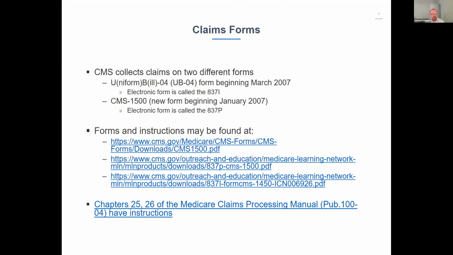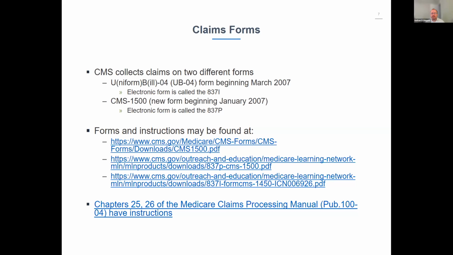So CMS collects them on two different forms. One is the UB04 form, beginning in 2007. A good way to remember these is the electronic form, because that's often how these are submitted by billing departments. That's the 837I, okay? And if you think I, think institutional.